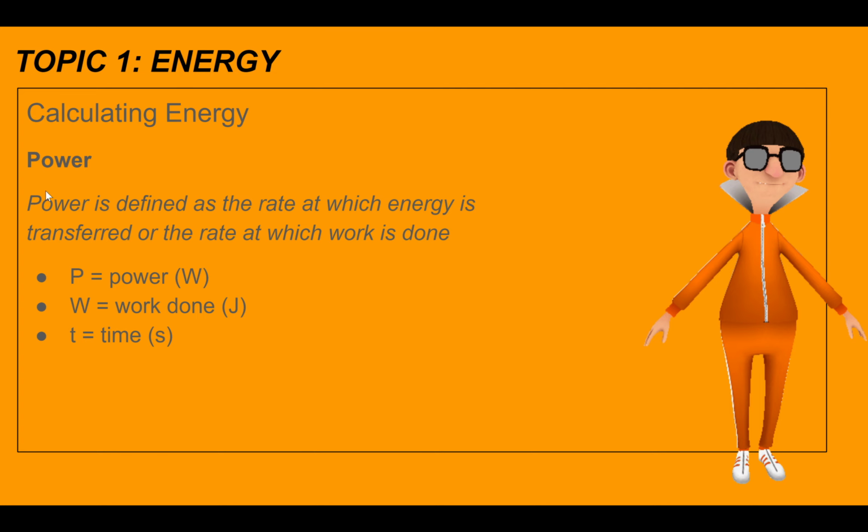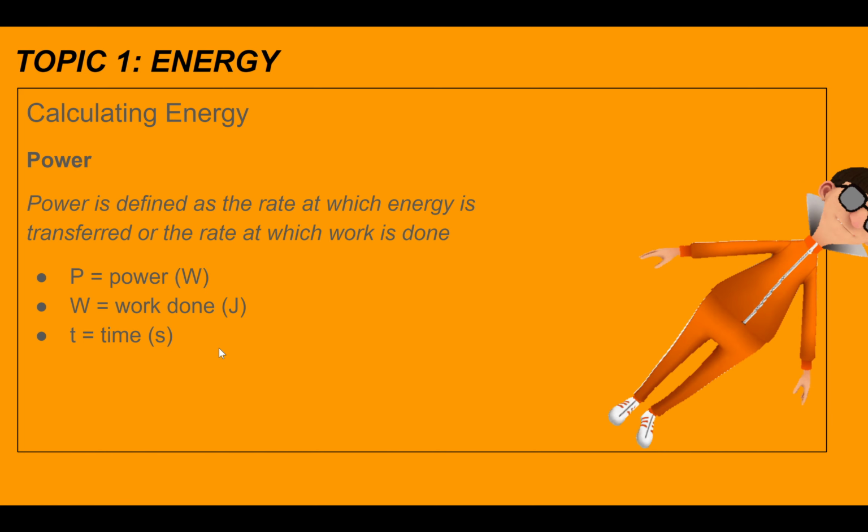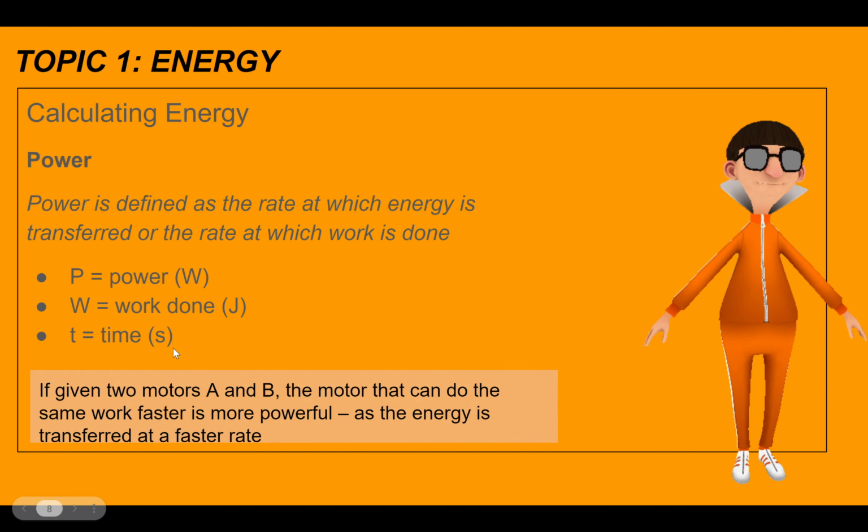Now we are onto calculating power. Power is defined as the rate at which energy is transferred or the rate at which work is done. You can guess how you arrange this. These are units once again. 3, 2, 1, and there it is. Power equals work done over time.